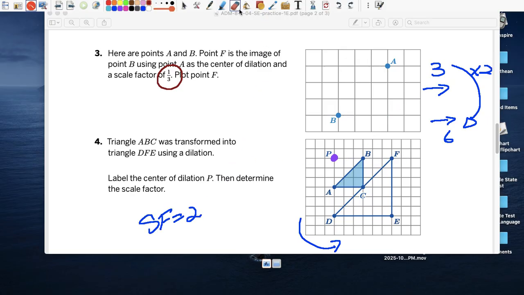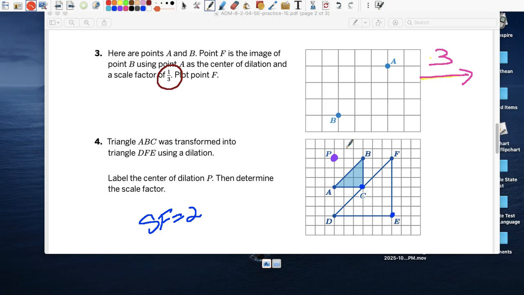I'm going to take another point just to make sure that we're doing this correctly. Let's take point C, and then point E, and make sure that it is a scale factor of 2. If you were at P and had to walk to C, you would go 3 that way, 1, 2, 3, and then 3 down, 1, 2, 3. Are you okay with that? That's from P to C.